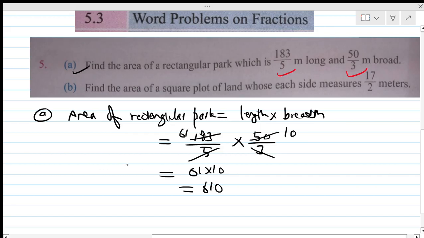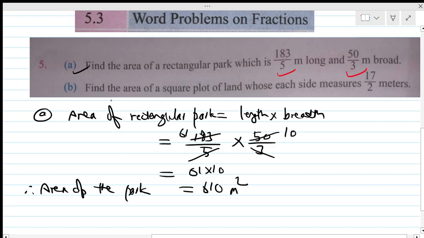An area we count in the unit of square units. Length and breadth are given in meters, so meter square will be the unit for calculating the area of the park. So here we conclude the area of the park is equal to 610 meter square. So A is done.